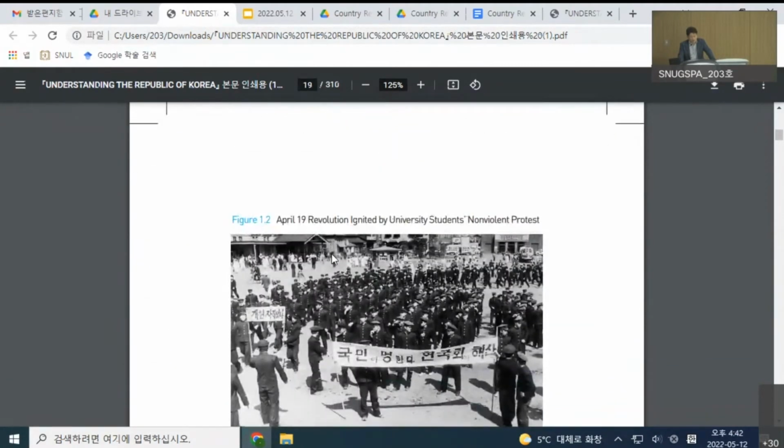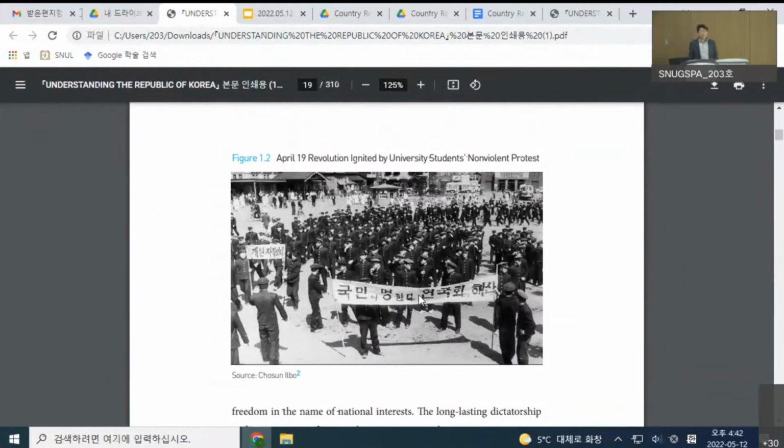After the Korean War, our political system was really bad. We struggled to establish democracy. This is April 19, 1960. We call it the April 19 Revolution. As you see, this revolution was ignited not by politicians, but look at these pictures. All the protesters wear school uniforms. They are high school or university students.